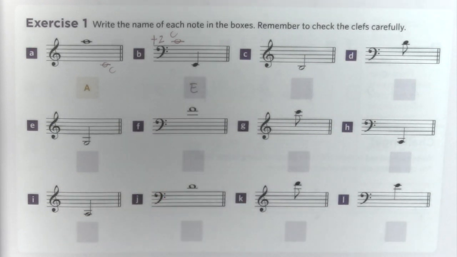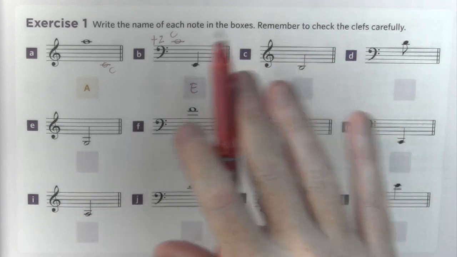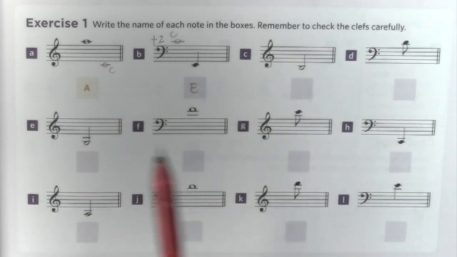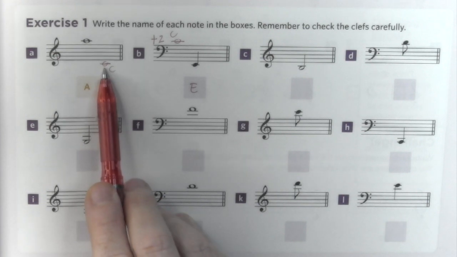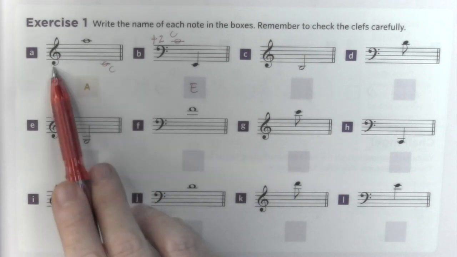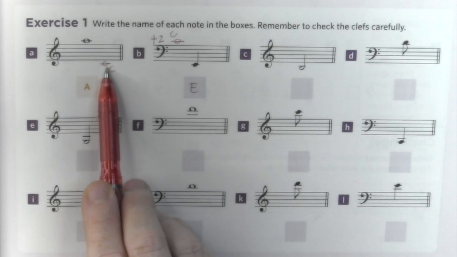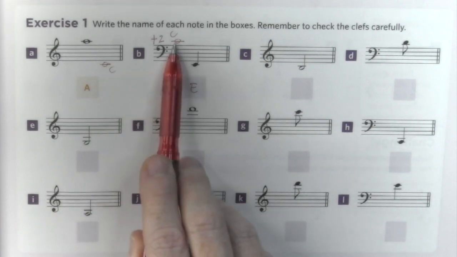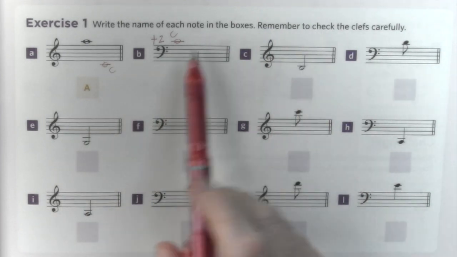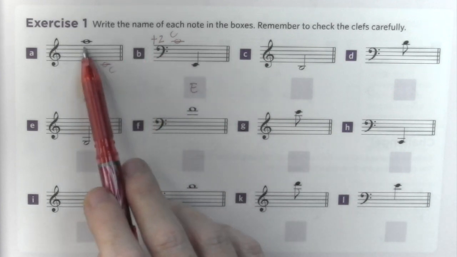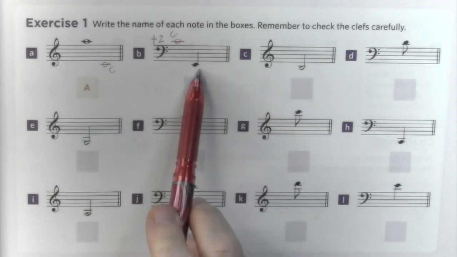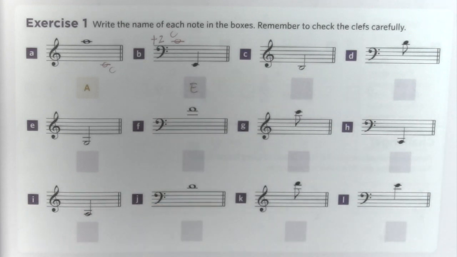Now it seems complicated, but only because I'm saying lots of things at the same time. What you need to remember is this. The man with a hat, treble clef, below the stave, middle C. Above the stave in bass clef, middle C. From there you can deduce that this is A and this is E. I hope this is clear. If you know this, you can count and identify the names of the notes that you need to name here.